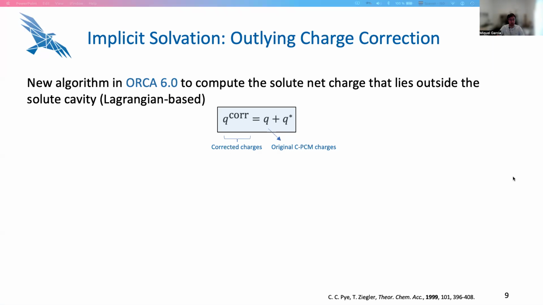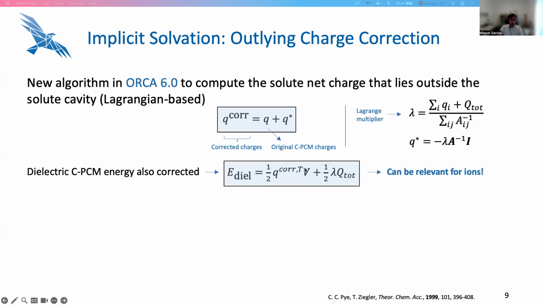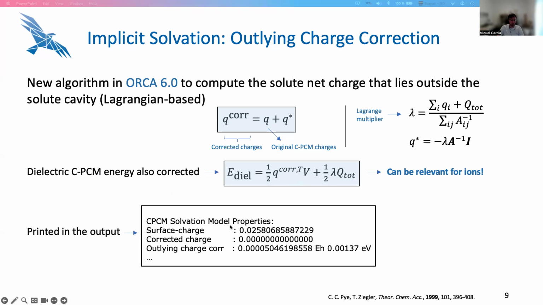In ORCA 6.0, we have implemented a Lagrangian-based algorithm to compute that correction to the charges. And what we have finally is the corrected charges that depend on the original ones, plus a term that depends on this Lagrange multiplier. We also have a correction for the dielectric energy. And this is printed in the output. Here we would have the surface charge that escapes the cavity. And here the corrected charge after applying this algorithm. And this is the correction for the dielectric energy.